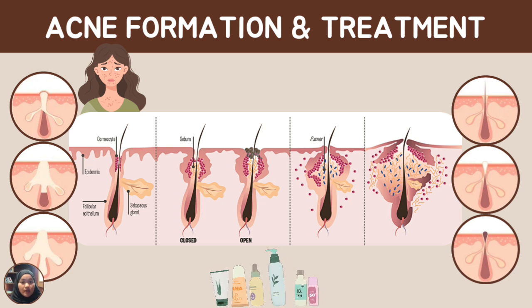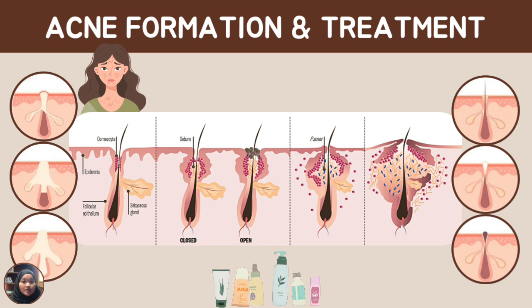So the second picture is showing you that the shed corneocytes and sebum will accumulate to form a plug that will cause a closed comedo, or what we call a whitehead, or an open comedo, which we call a blackhead. And then the third picture is showing you that the Propionibacterium acnes, which is a type of bacteria by the way, will proliferate and initiate an immune response characterized by mild inflammation. This is where the papule or the pustule will start showing.